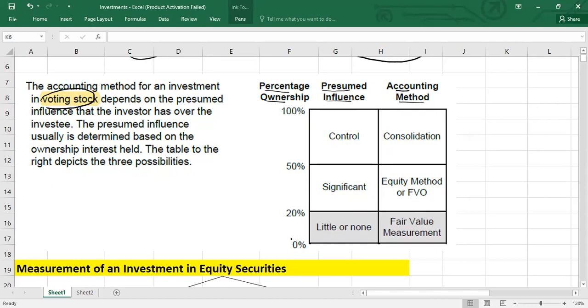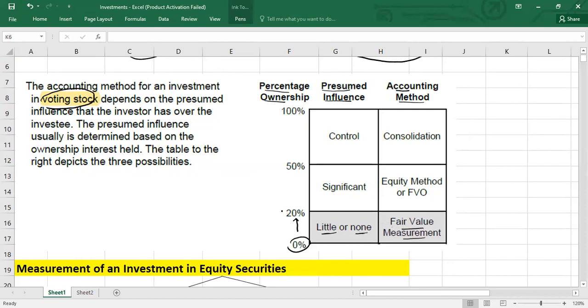You should remember, guys, if your percentage of interest is between 0 and 20%, it means you have little or no influence over the investee. And the accounting method we will use is fair value measurement.